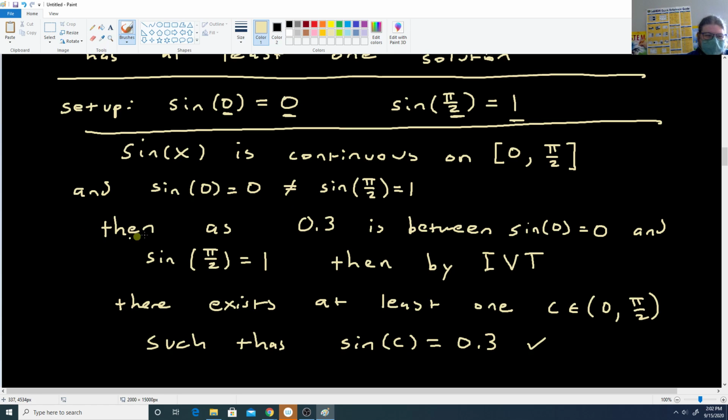We get then, as 0.3 is between sine of 0, which is 0, and sine of pi over 2, which is 1, so 0.3 is between 0 and 1. Then by the intermediate value theorem, there exists at least one c in the open interval 0 up to pi over 2, such that sine of that c value equals the in-between number. And that's basically how we use the intermediate value theorem.